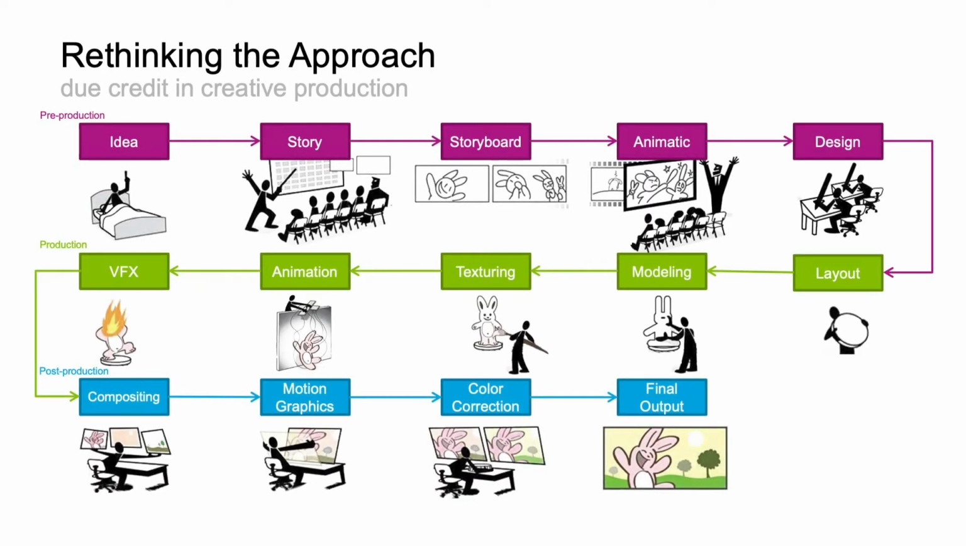The first of these issues is due credit in the creative production. In the very early days of 2D animation, it was common that a small number of, say, 2 or 3 artists would be involved in the bulk of the production of a particular piece of work. And in these cases, it was very easy to keep track of who contributed to a particular piece of work, and due credit would be applied to every member of the team.